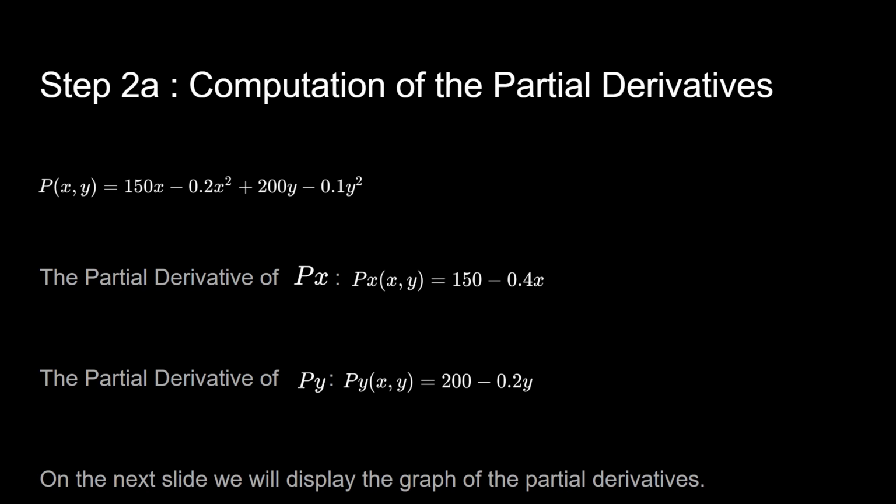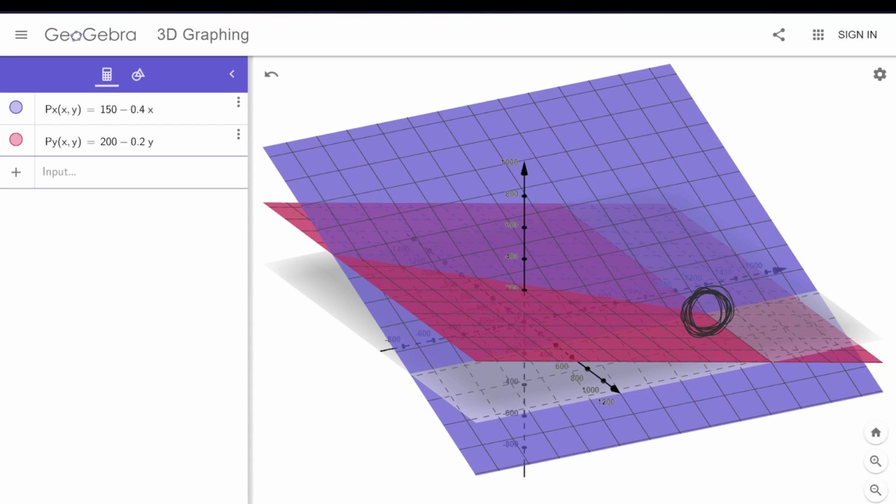Once we compute the partial derivatives, P of x and P of y, which are shown here, this being P of x and this being P of y, we can then graph them against each other. This is shown on the next slide. Here we have the graphs of P of x and P of y. The circled point shown here is the maximum amount of cakes that can be produced, given the bakery's current resources.